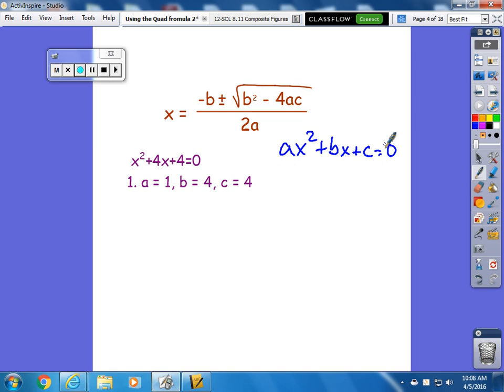So as you see, the coefficient of the x squared is the a, and that's 1 in this case. B is 4, and c is 4. So now we're going to go ahead and just plug it into the formula.